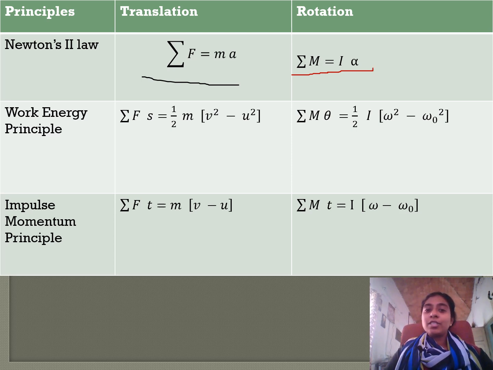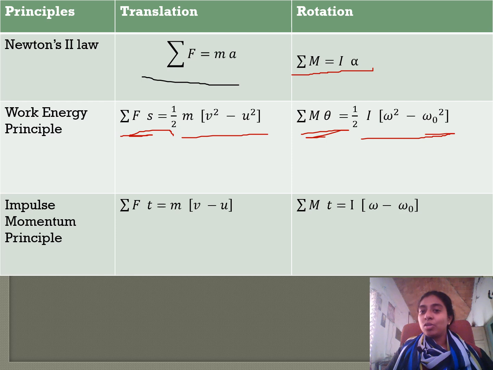The work energy principle is relating the work and energy. So work done is change in kinetic energy, that is the work energy principle. Work done is force into distance, change in kinetic energy is half m v square minus u square, where v is final velocity. Here, for rotation, work is M theta, and energy is half I into omega square minus omega naught square.